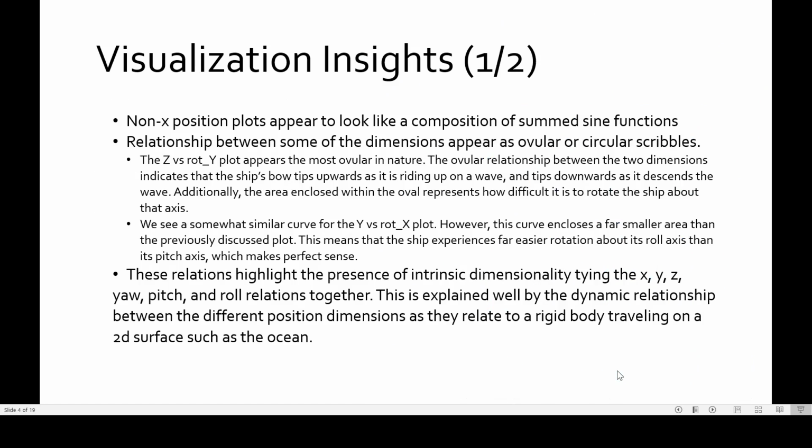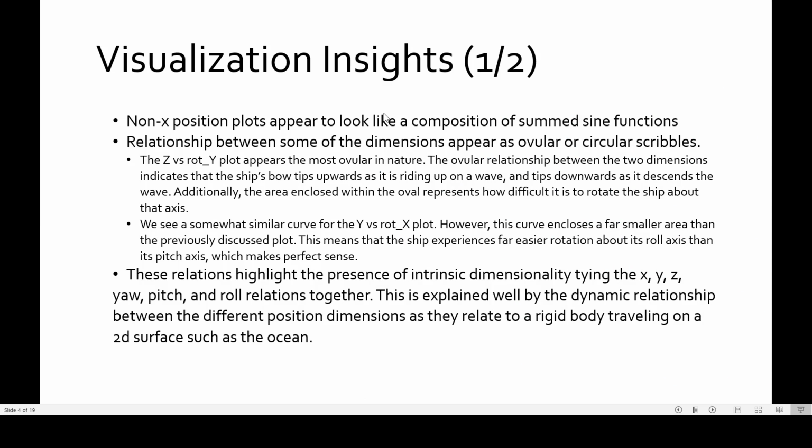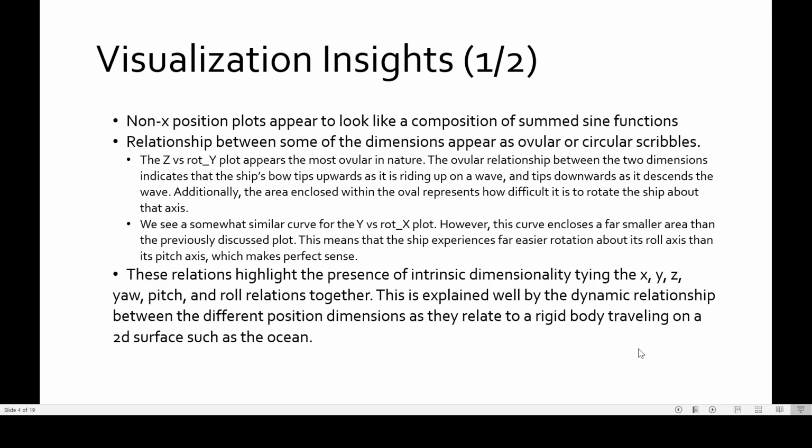You can see the time versus position here, and the position versus rotation and such contained within these squiggled lines. The non-x position plots appear to look like a composition of some sine functions in terms of time here. And then the relationship between some of the dimensions appear as ovular or circular scribbles, such as the z versus rho y plot, seen here. This is the most ovular in nature.